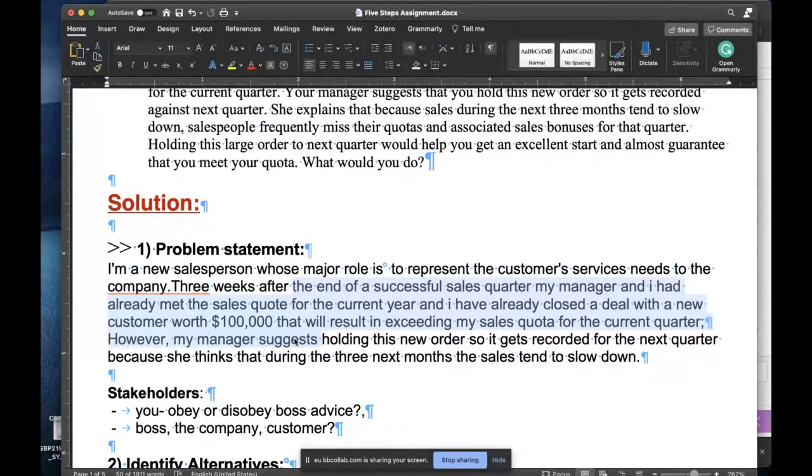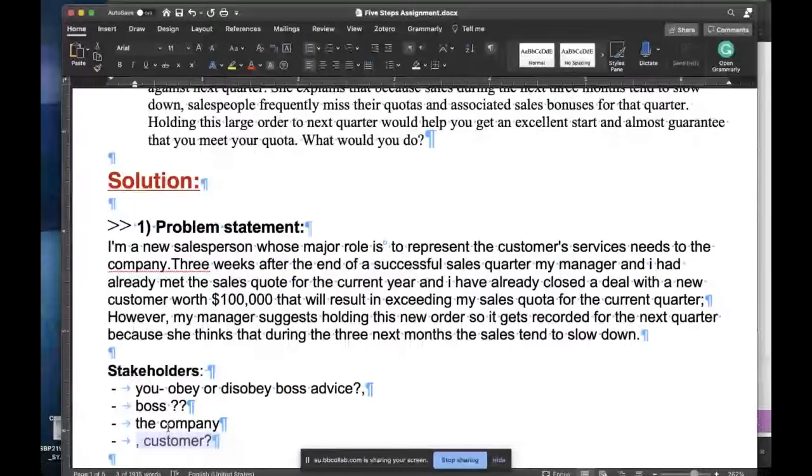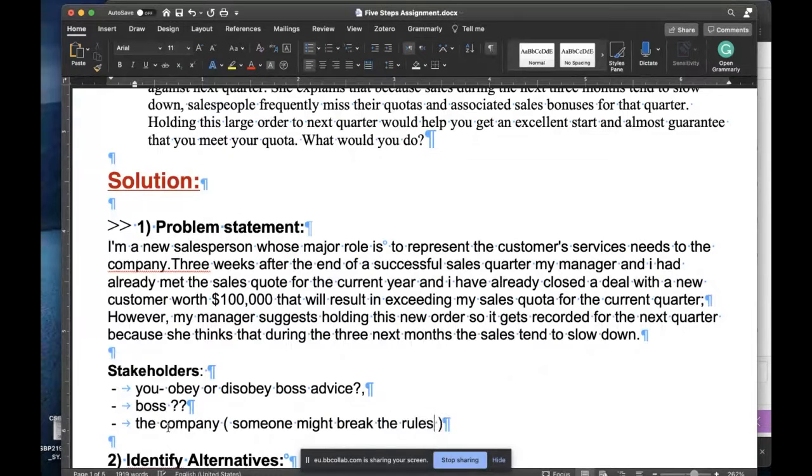His own quota, like any other manager. Right, so he probably has a quota related to the people working for him. So probably he also has a conflict of interest: telling what's best for the employee, follow the rules, or something based on his own interests. So we don't know exactly why the boss is giving this advice. We don't have enough information. The company, why is it a stakeholder? Because it's the one being affected by the decision. Yes, because someone might break the rules, right?